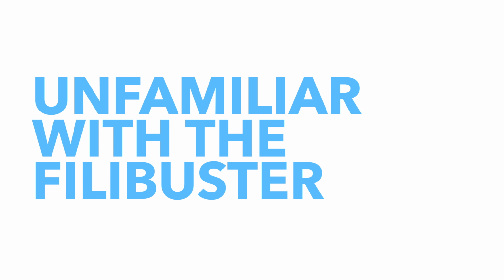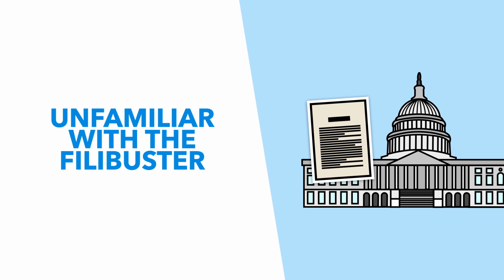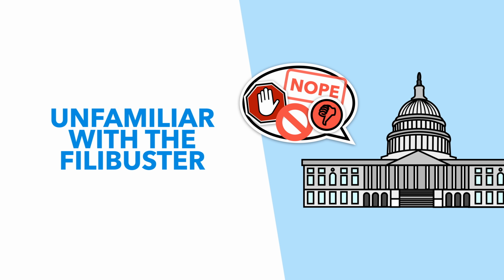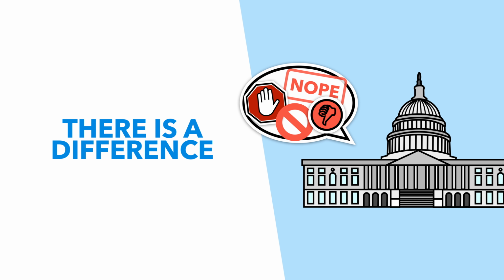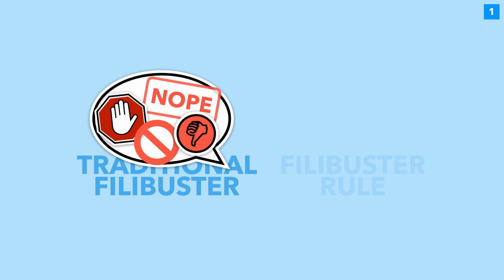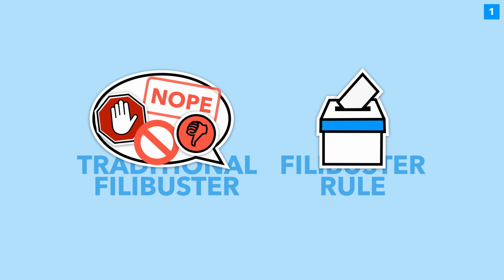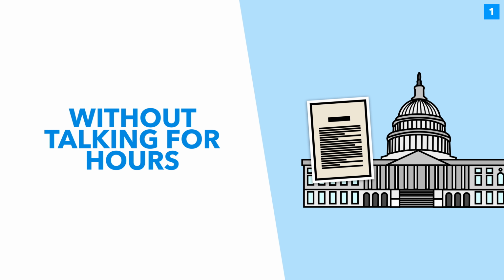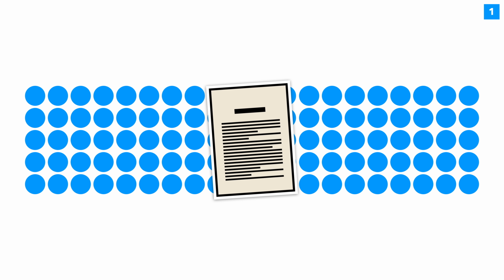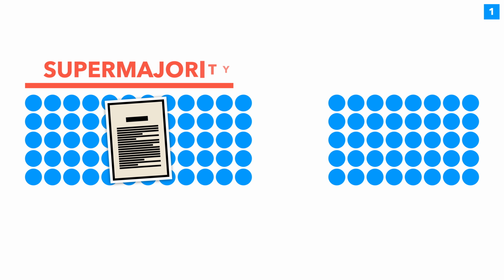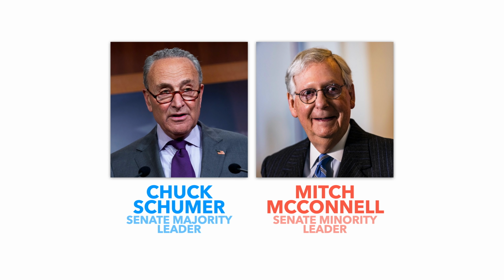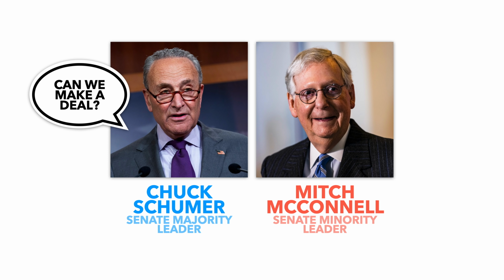Now, some of you unfamiliar with the filibuster may fairly enough assume that it just refers to stopping a bill by senators standing up and talking for hours. However, there is a difference between this, the traditional filibuster, and the filibuster rule. Even without someone standing up and talking for hours, it basically means that for most bills to successfully get through the Senate, a supermajority of 60 votes is needed. Which means that even if a party has a solid majority, its leadership is, most of the time, still going to need to reach across the aisle.